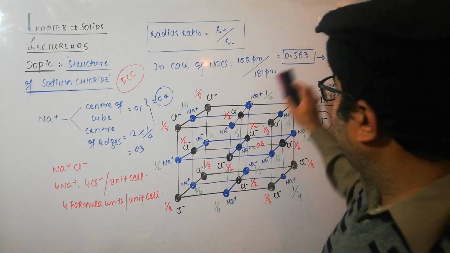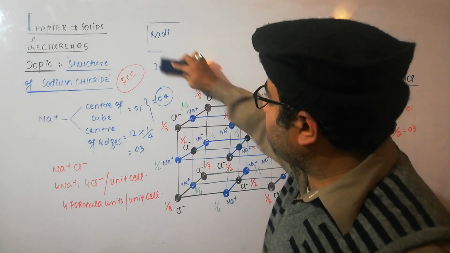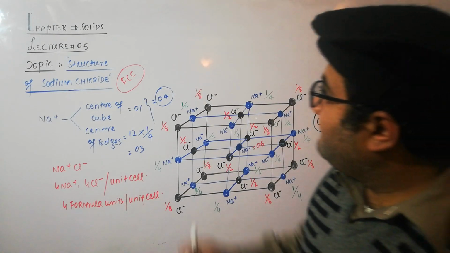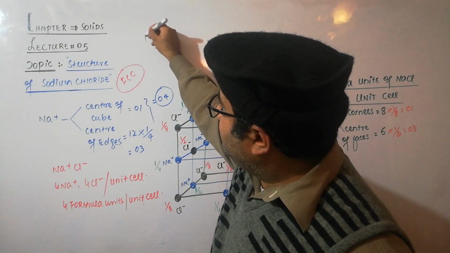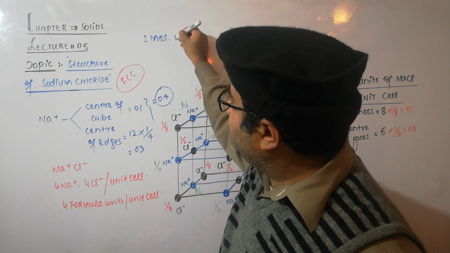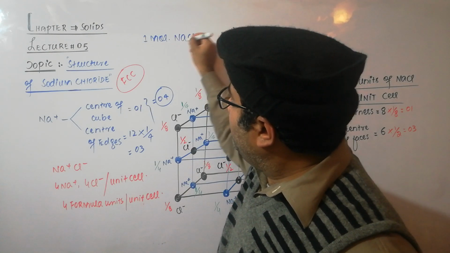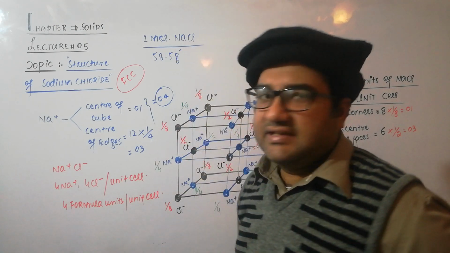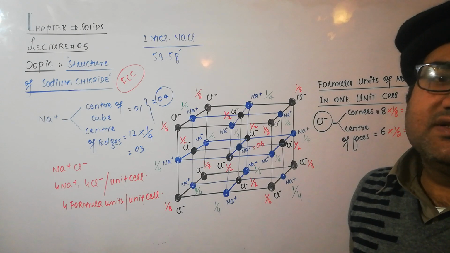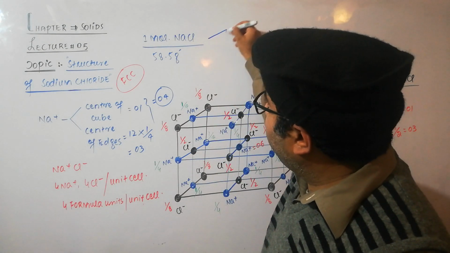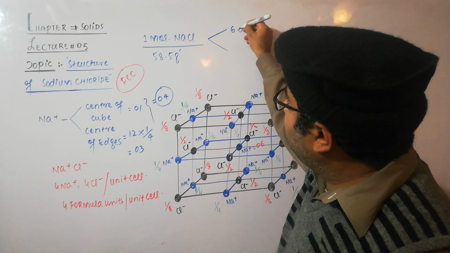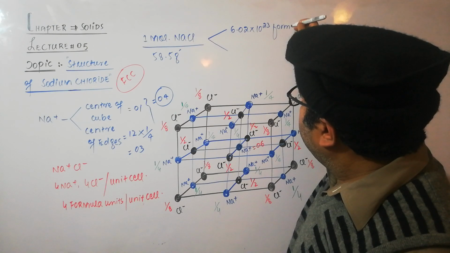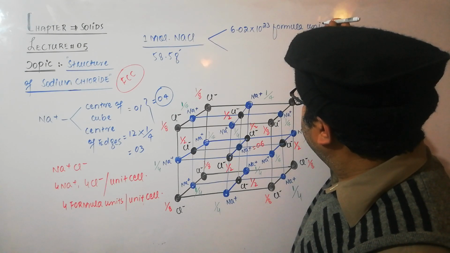Now the last but not the least, a very important point. If we have 1 mole of NaCl, this is a very commonly asked MCQ. 1 mole of NaCl, or you may say 58.5 grams of NaCl. How many formula units will there be in 1 mole of NaCl? So 1 mole of NaCl obviously has Avogadro's number of formula units.